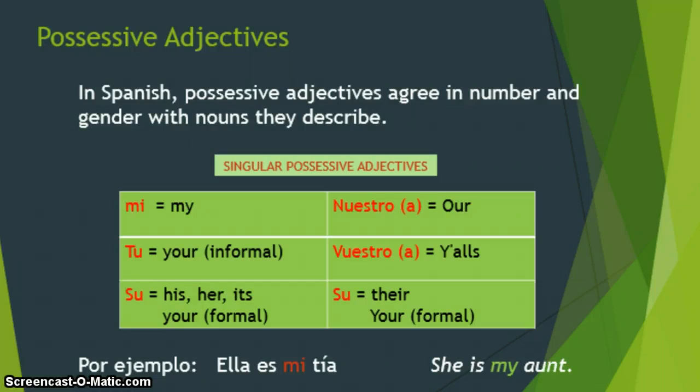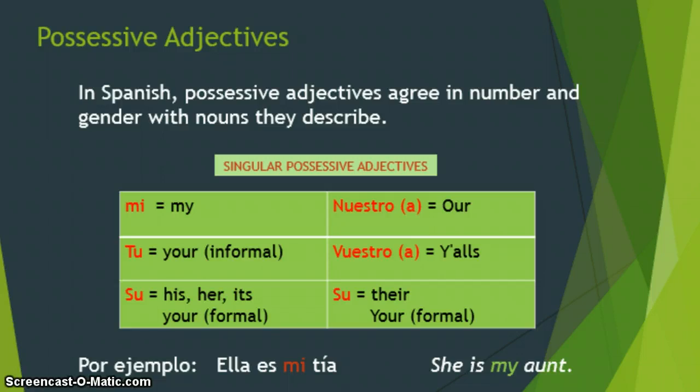On the plural side, if I want to say our, it would be nuestro or nuestra, depending on the adjective or the noun that I'm describing. Vuestro, vuestra. This is the Spain form. That's how I would say y'all's family. And su, just like we did with the singular form, it will also be su for the ustedes form or the ellos, ellas form. So this could mean their or your formal.